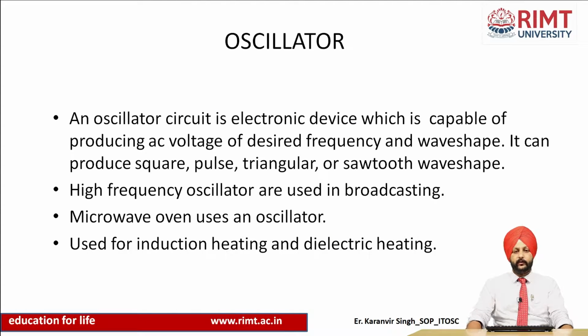First of all, what is an oscillator? An oscillator is an electronic device which is capable of producing AC voltage with desired frequencies and wave shapes. It can produce different kinds of wave shapes, for example square waves, pulse waves and triangular waves. High frequency oscillators are used in broadcasting. The microwave oven also uses an oscillator. These are also used for induction heating and the dielectric heating method.